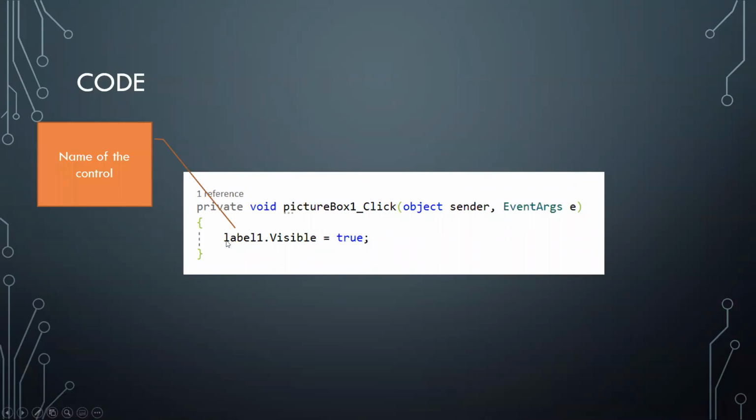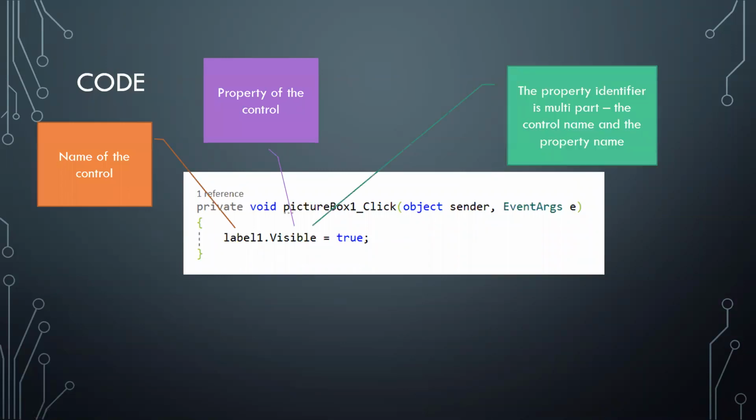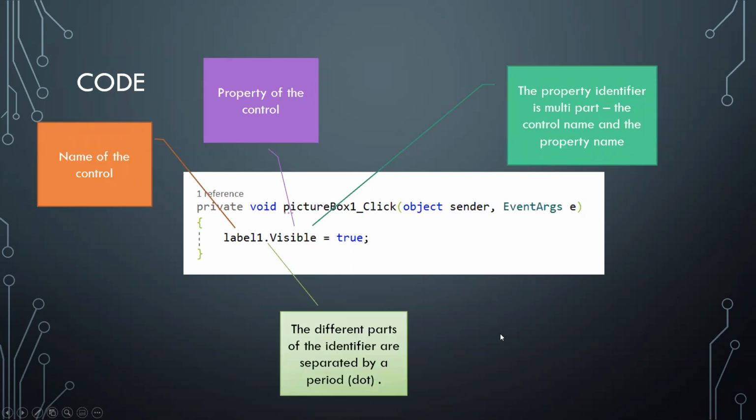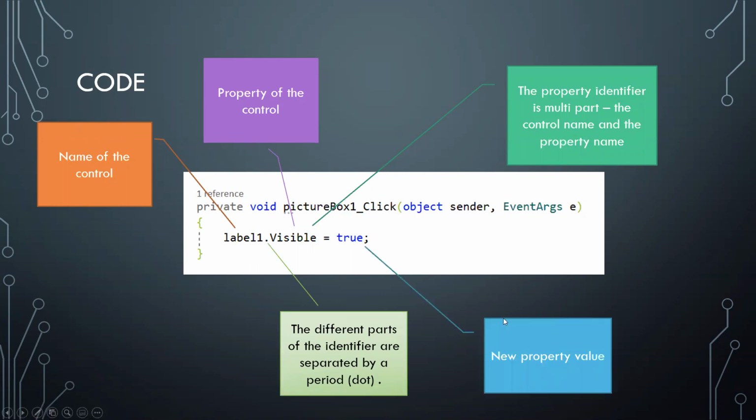Whenever we're working with a control on our form, we always use the name of the control followed by the property of the control that we're wanting to impact. So the entire identifier of this property is multi-part. We have the control name first, and then the property name. The different parts of the identifier are separated by a period, and we call that a dot when we're programming. And then our new property value is on the other side of the equal sign.